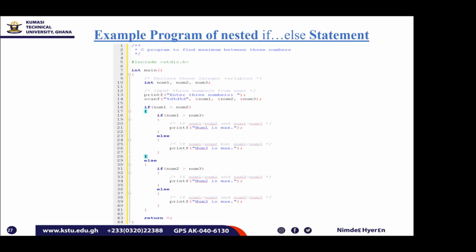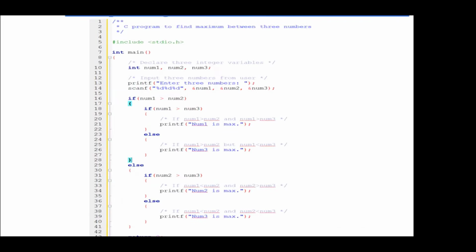So let's look at an example of a code that is being used to explain this nested if-else statement. So this is a program to find the maximum between three numbers.